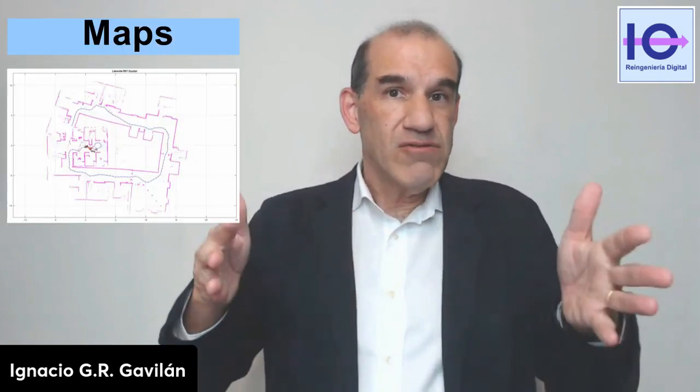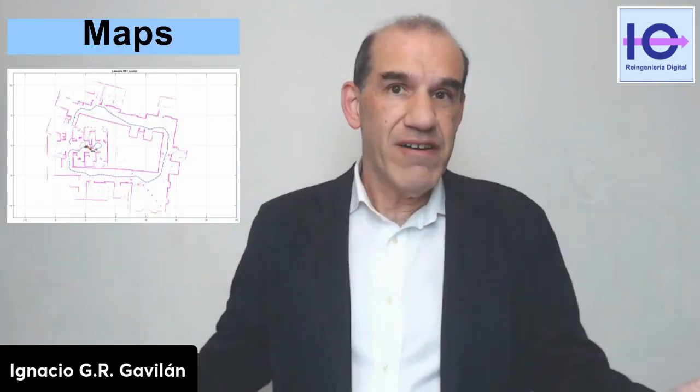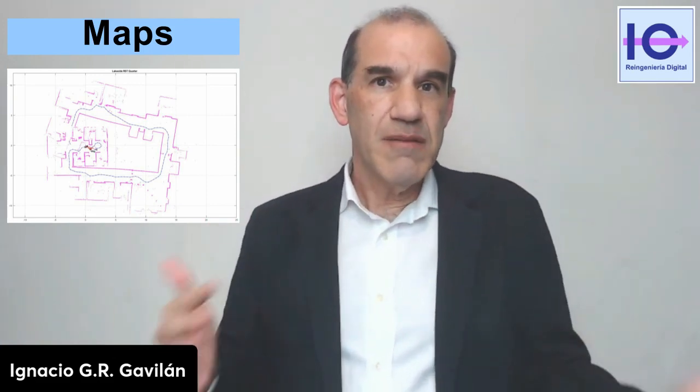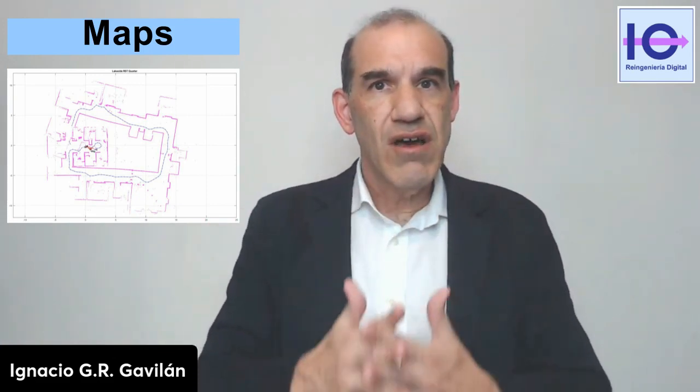A map in robotics is not that different from what we call a map, the map a tourist might use when visiting an unknown city. The map somehow charts the environment, its shape, its limits, and the position of fixed obstacles.